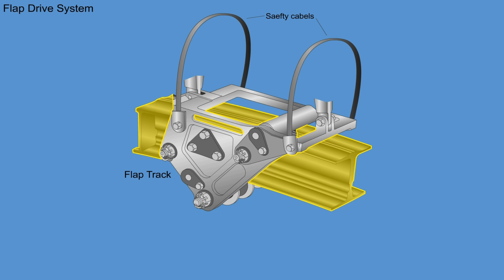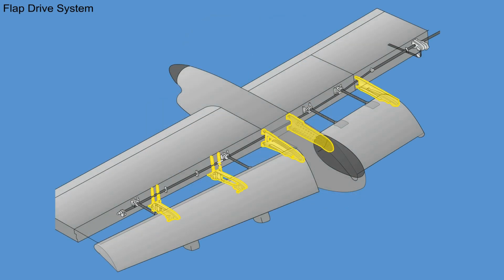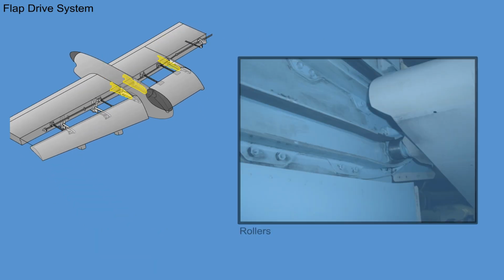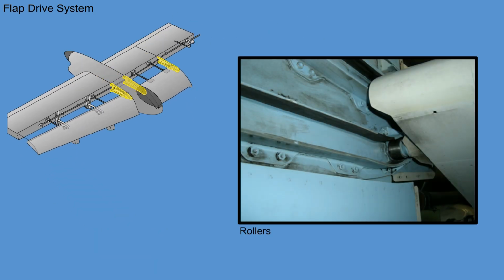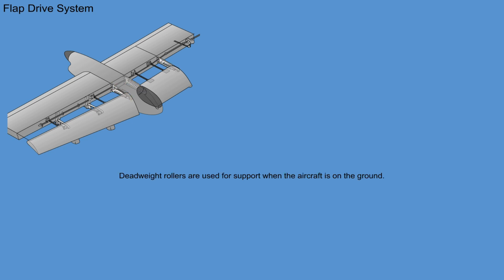The flap tracks control the incidence angle of the flaps during flap deployment. There are 5 flap tracks on each wing, which support the inboard and outboard flap section. The inboard and outboard flaps are installed with rollers at each end, which engage in tracks. The rollers give support for the flap and allow for smooth extension and retraction. Deadweight rollers are used for support when the aircraft is on the ground.